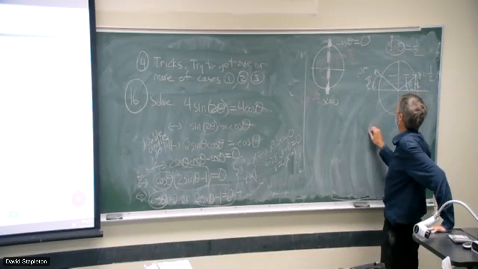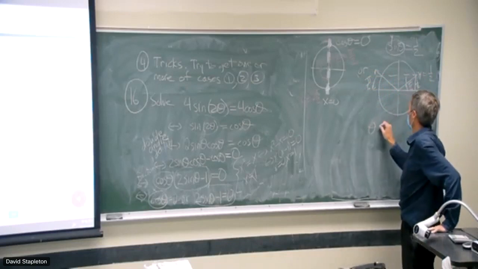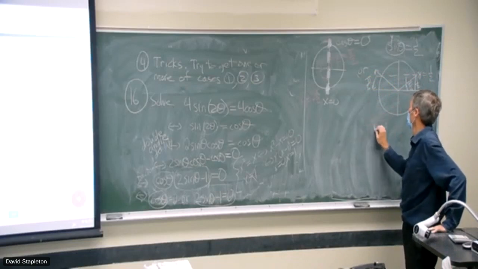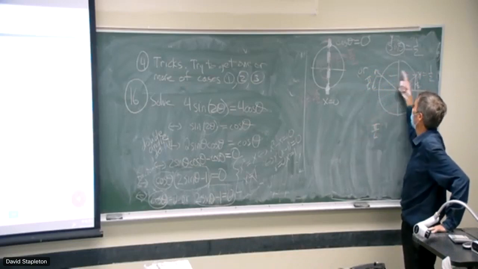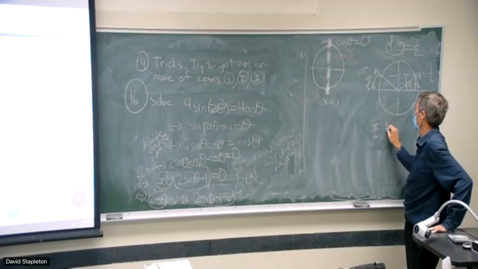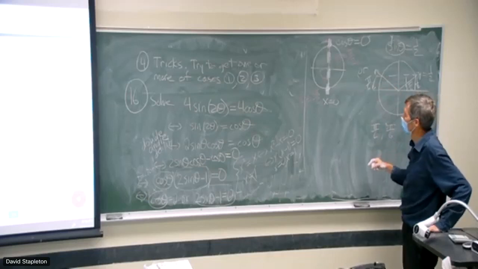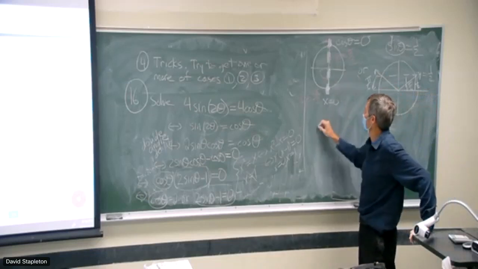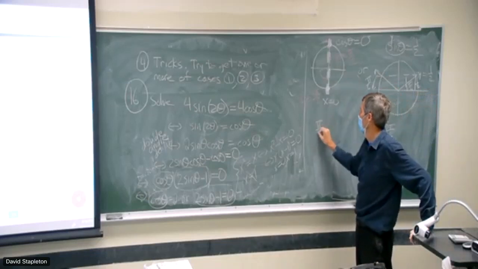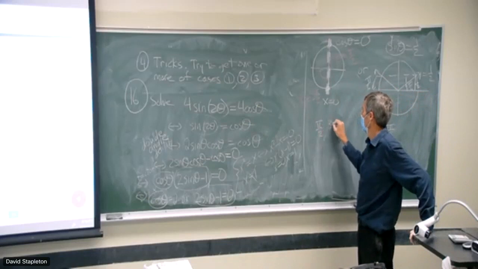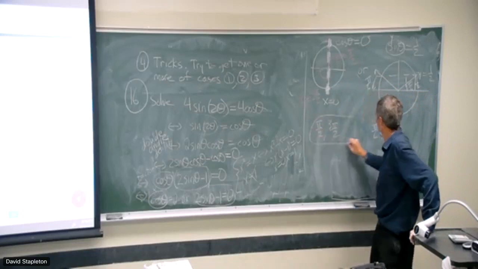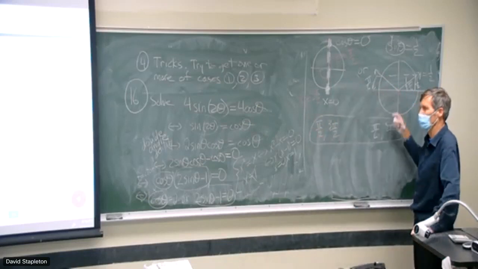And so from this, I evidently get solutions pi over 6. And pi minus pi over 6 is 5 pi over 6. And here I've got pi over 2 and 3 pi over 2. In all, I have 4 solutions, right? 2 from this circle and 2 from this one.